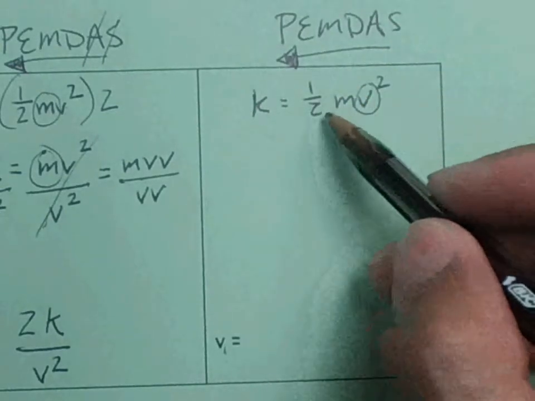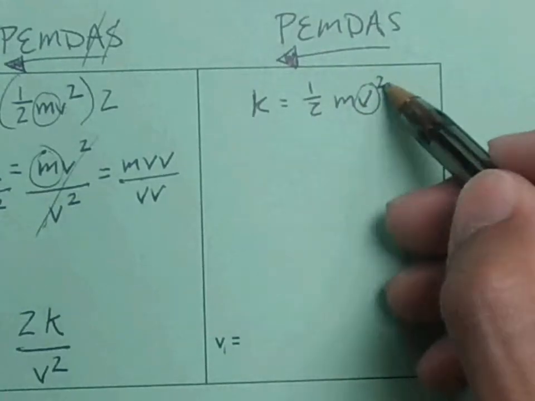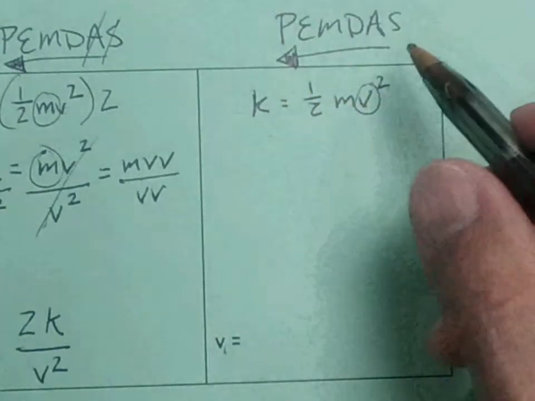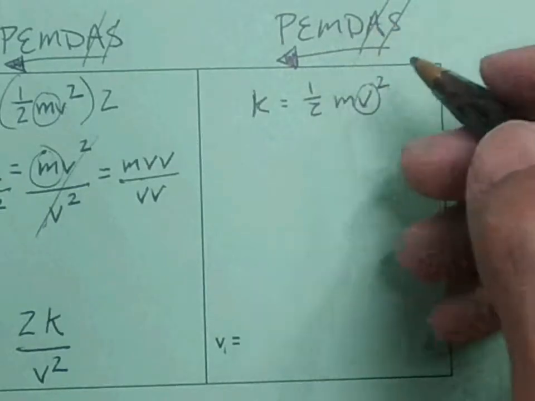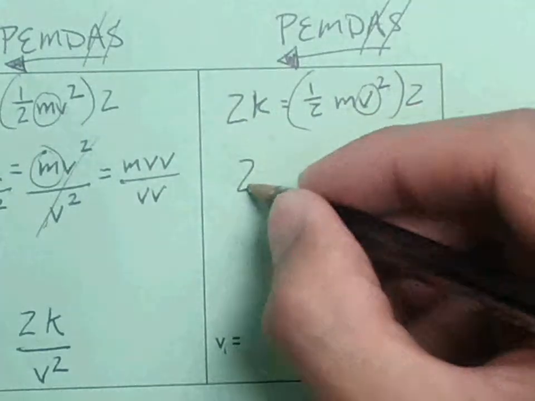So what's the half doing? It's multiplying. What's the m doing? It's multiplying. What's the square doing? It's doing an exponent. So when I do those in reverse order, there's no adding, no subtracting. There is multiplying and dividing, so let's get rid of those first. Of course, let's get rid of the half by doubling both sides.